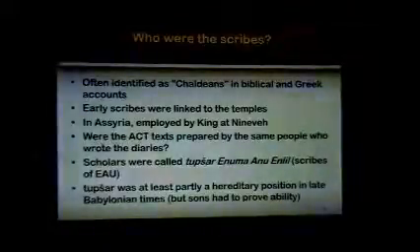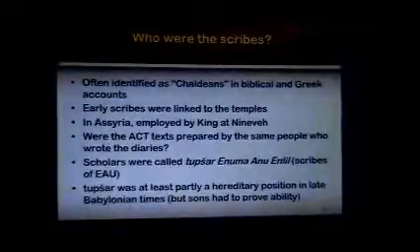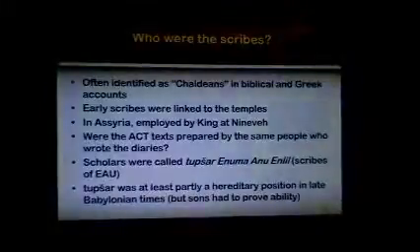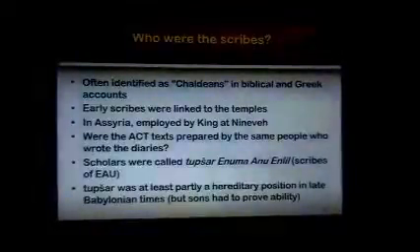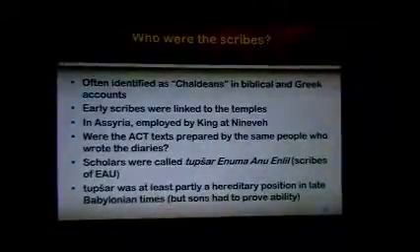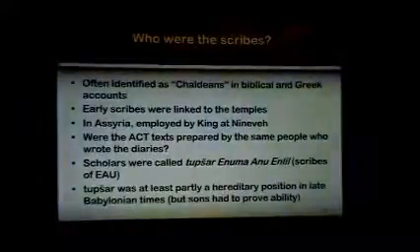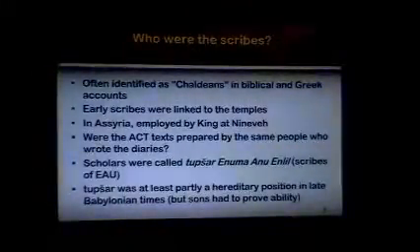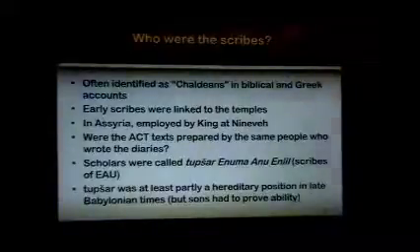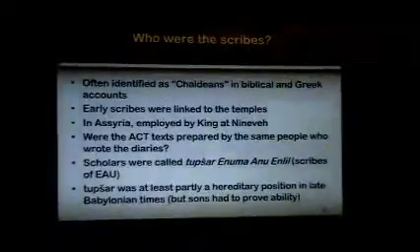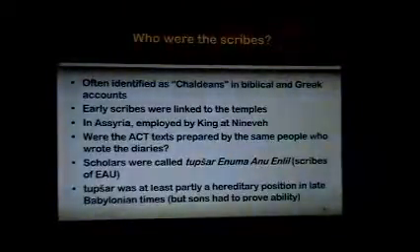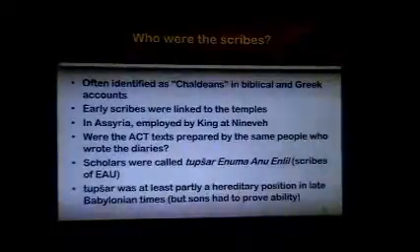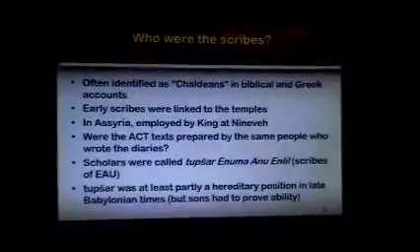Initially, they tended to be linked to the temples, and the accounts they left behind were things like accounts of offerings, so many sheep, so many bushels of grain, and so on and so forth. In Assyria, which came quite a bit later, they were employed by the king himself, at least the important ones, to warn of celestial events and interpret them.